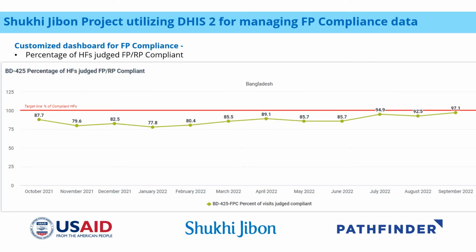For managing the overall process, Shukhi Jibon utilizes DHIS2 dashboards. This is the first diagram of our DHIS2 dashboard. In this graph, our managers will be able to see the percentage of compliant health facilities for identifying non-compliant health facilities. You can see that this graph is gradually uptrending, which is one of the greatest examples of our success.